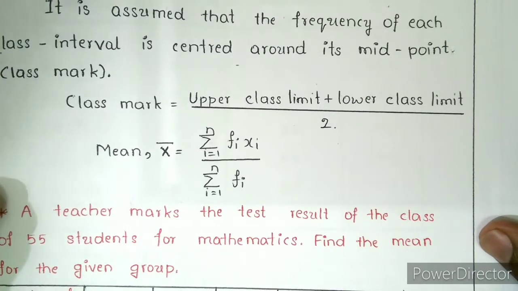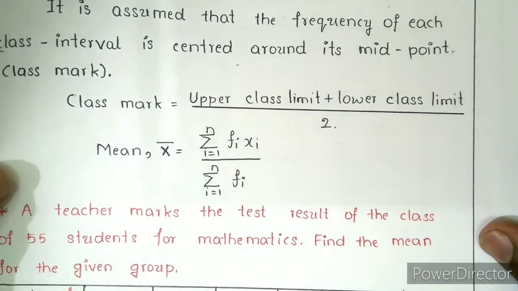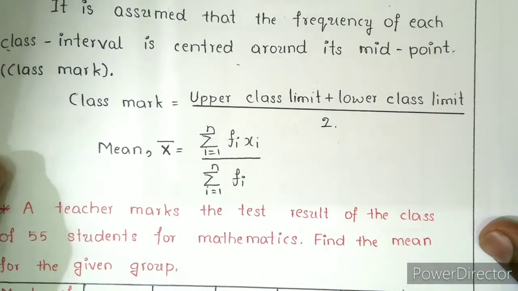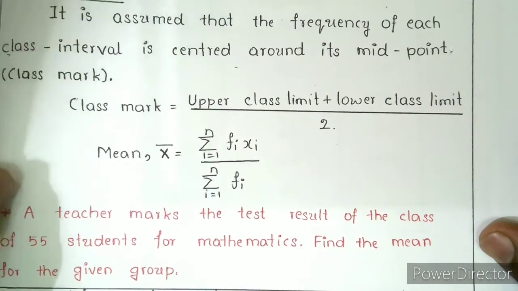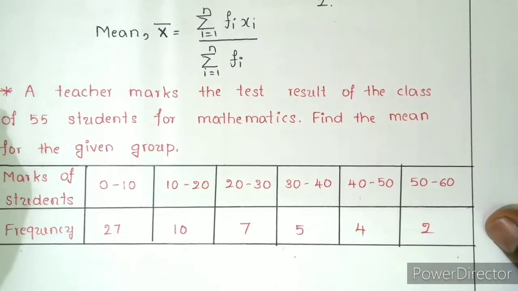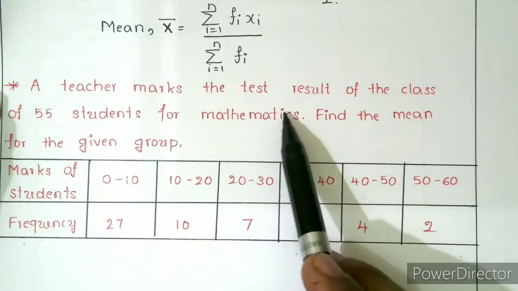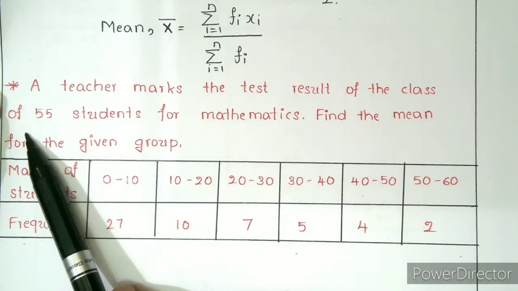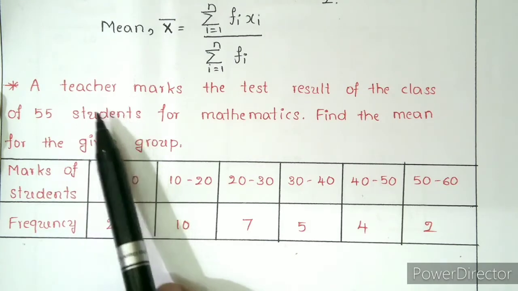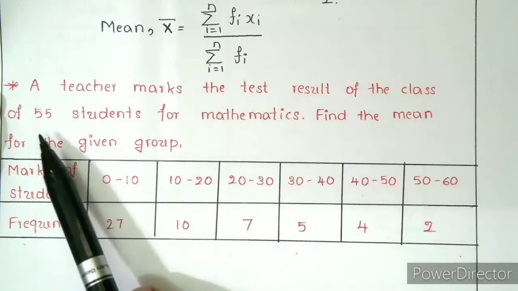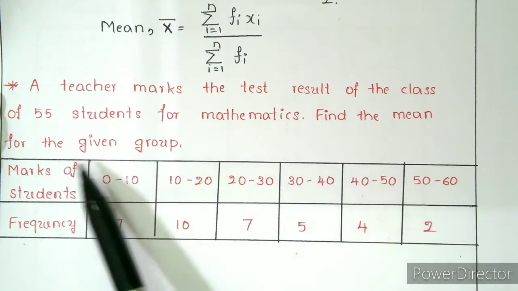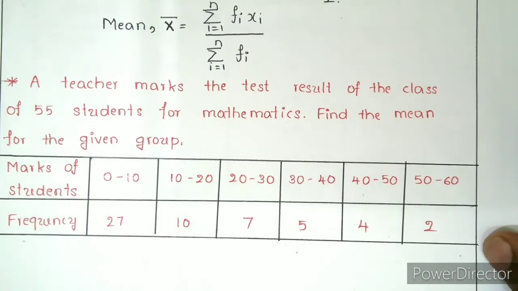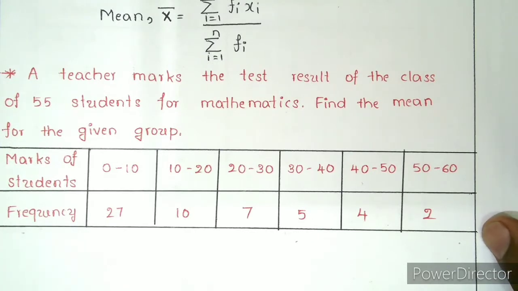So first you see the application, then you will know that. So what is the midpoint, what is the class mark? A teacher marks the test result of a class of 55 students for mathematics. Find the mean for the given group.